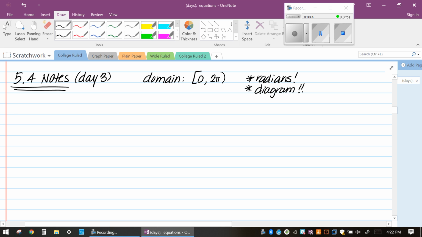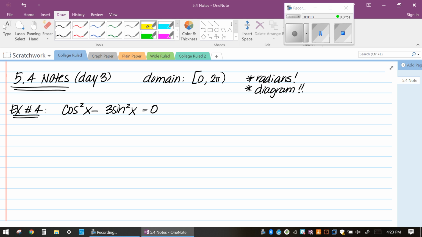Okay. Go ahead and copy this example. So this would be example 4. Now, if you look at the left side of this equation, you should notice that you have two linear terms. However, there's two different functions. There's cosine and sine. So that would be like trying to solve this equation.